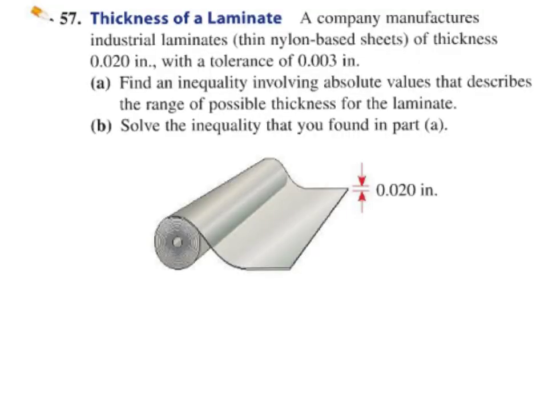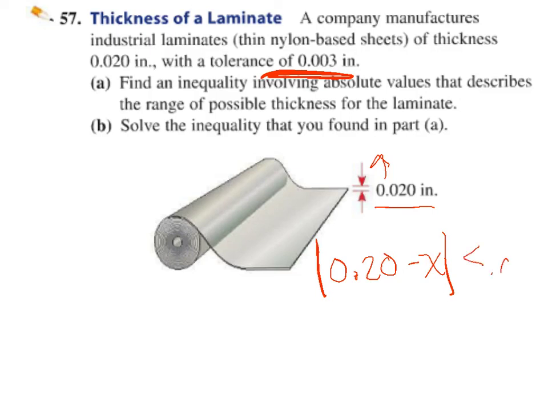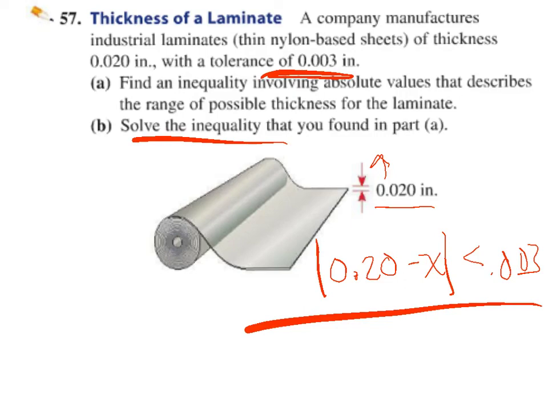The laminate problem is another one of these geometric interpretations of absolute value. So the tolerance of this laminate is 0.003 inches. So that means we want the distance between the number that we want and the true thickness, which we don't know because of the tolerance, to be less than 0.003. So the distance, 0.20 minus x in absolute value, has to be less than 0.003. There's your interpretation of this as distance, and then I'll leave it to you to solve that inequality.